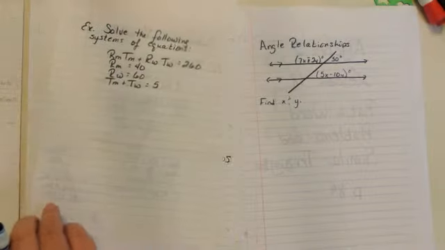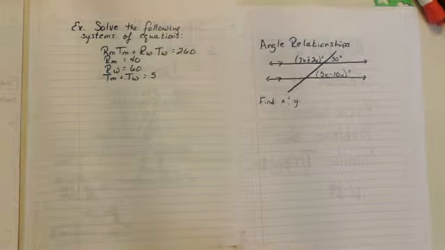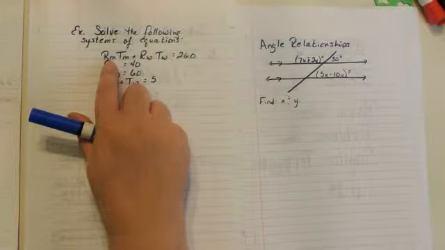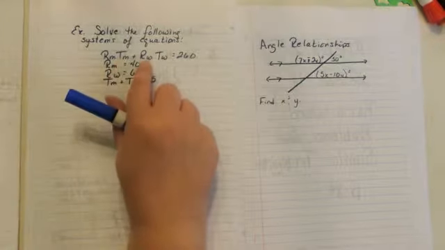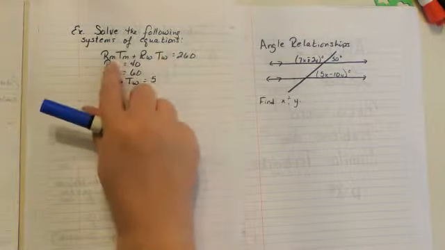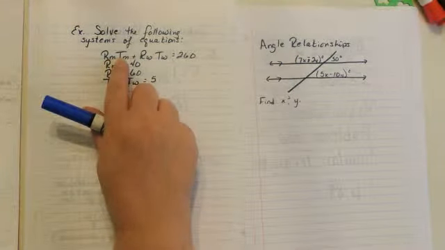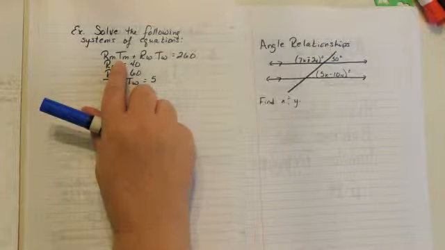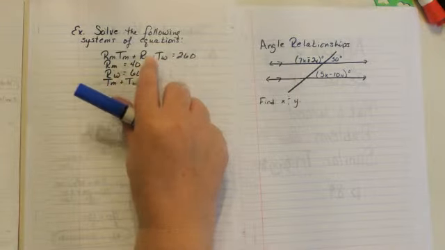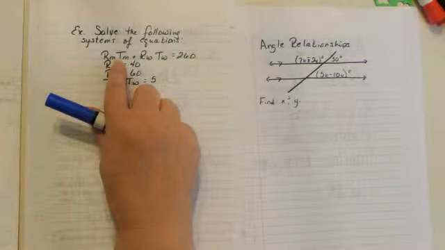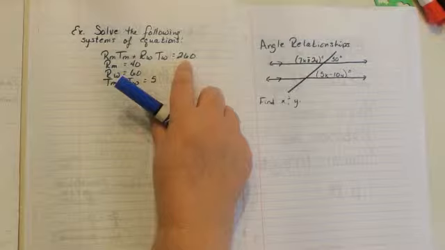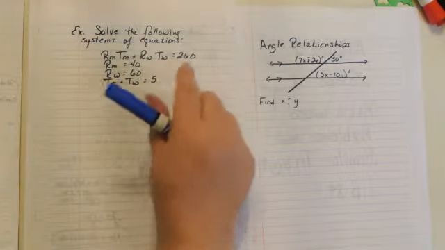Let's try another one with rate, time, and distance. The rate of Mike times the time of Mike plus the rate of William times the time of William equals 260. We remember rate times time equals distance. So the rate of Mike times the time of Mike is actually the distance Mike went. The rate of William times the time of William is the distance William went. So Mike's distance plus William's distance equals 260 miles or kilometers or inches, whatever the distance we're talking about is.